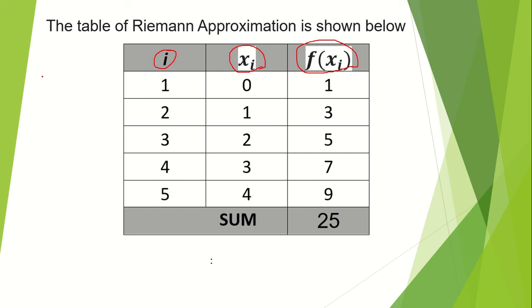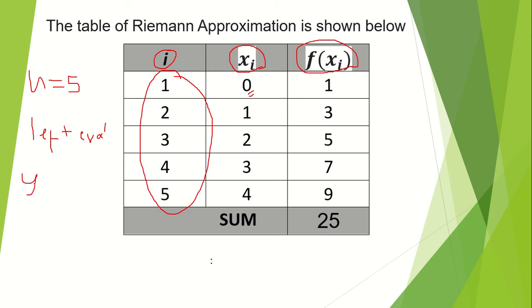Since n is equal to 5 here, we have 5 rows: 1, 2, 3, 4, 5. Then for our second column, we always start with 0 for the left endpoints. Then to find the f of x sub i, since our function is y equals 2x plus 1, we simply substitute the value of x. So x is equal to 0. 2 times 0 is 0, then plus 1 is 1.